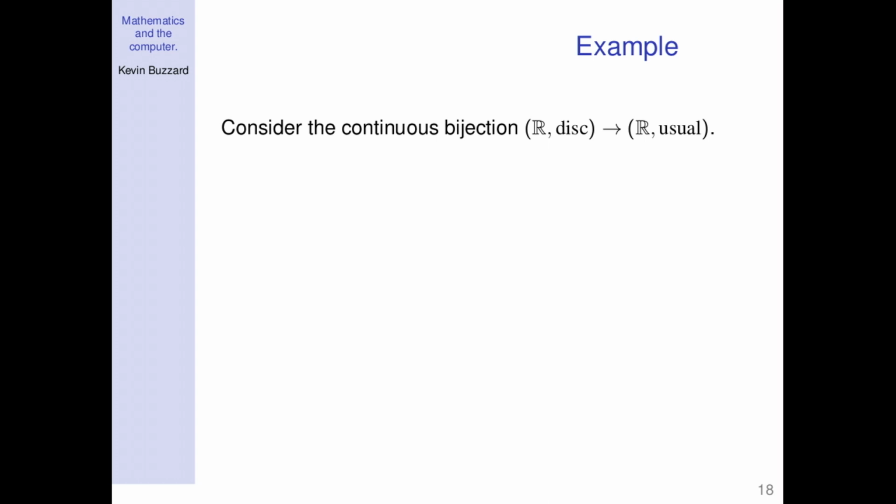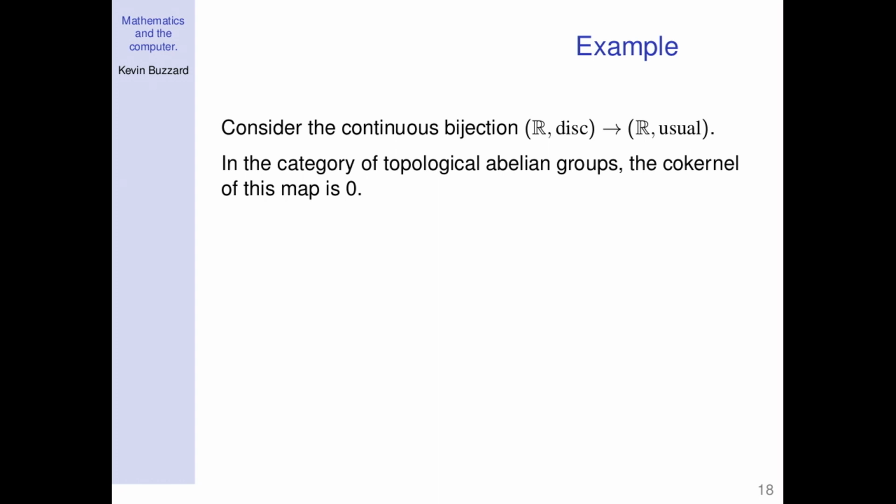And so now let's try and work out how we fix the problem. There's a continuous bijection from the real numbers with the discrete topology, so every subset is open, to the real numbers with the usual topology. That's a continuous bijection, and it doesn't have a continuous inverse. But these are reasonable topological spaces, so they're definitely condensed. So why does this not contradict the previous theorem? The reason is that the category has changed, and so the limits have changed as well.